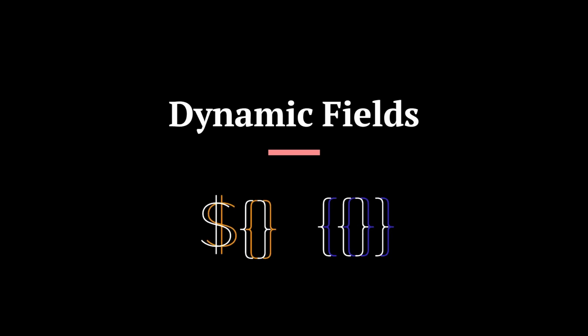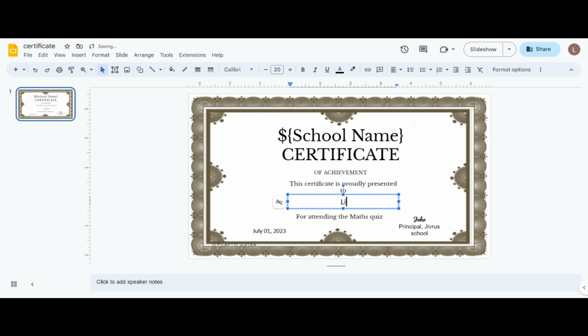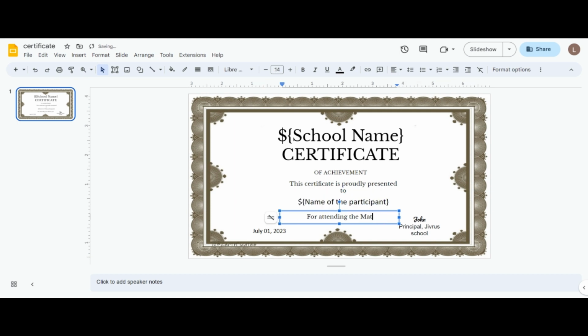Introduce dynamic fields to transform your document into an interactive fillable form. There are two types of dynamic fields available: $curly brackets and double curly brackets. Let's customize the school name using dynamic fields. This way, you can generate certificates for different school students. You can also utilize dynamic fields for the name of the participant, quiz name, and date.